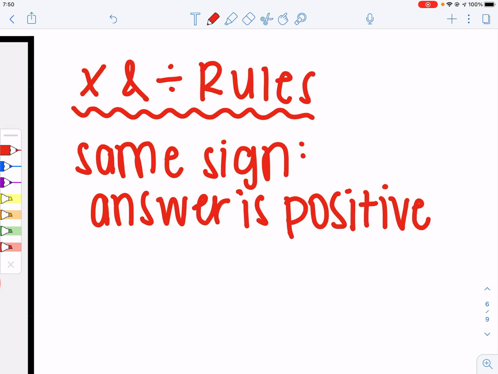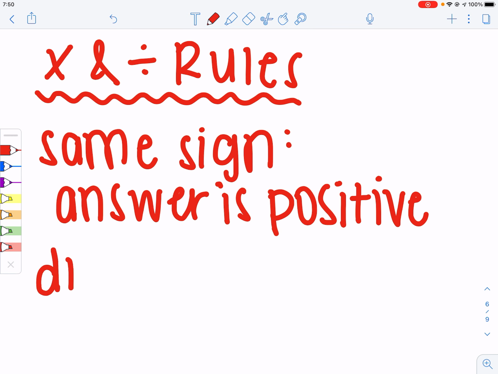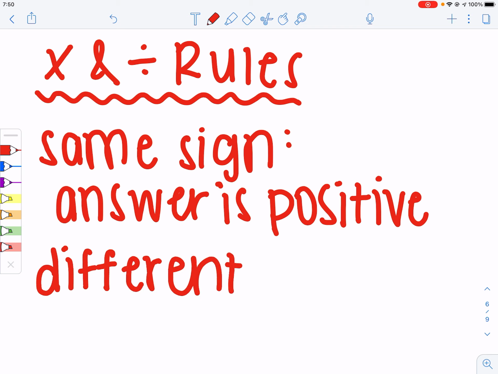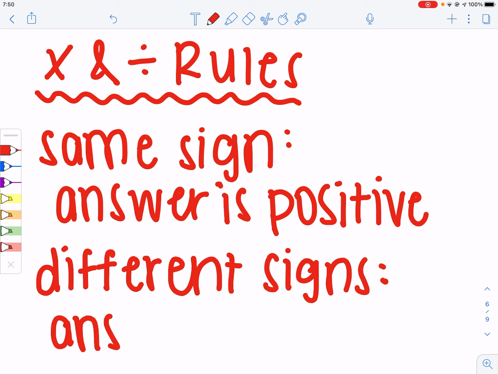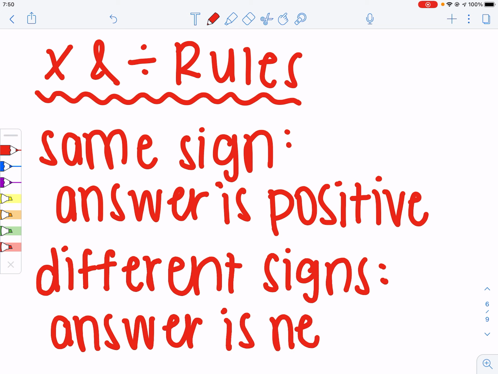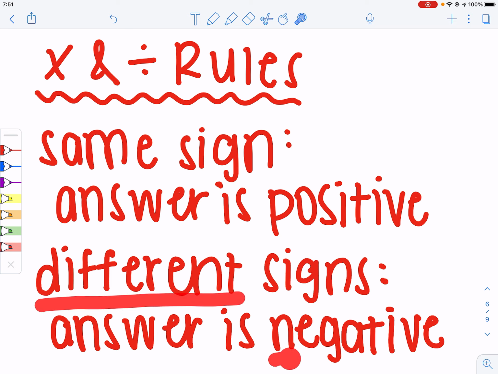And then if you have different signs, go ahead and write different signs. If you have different signs, your answer is negative. So if you're doing a positive times a negative or a negative times a positive, every time the signs are different, your answer is going to be negative.